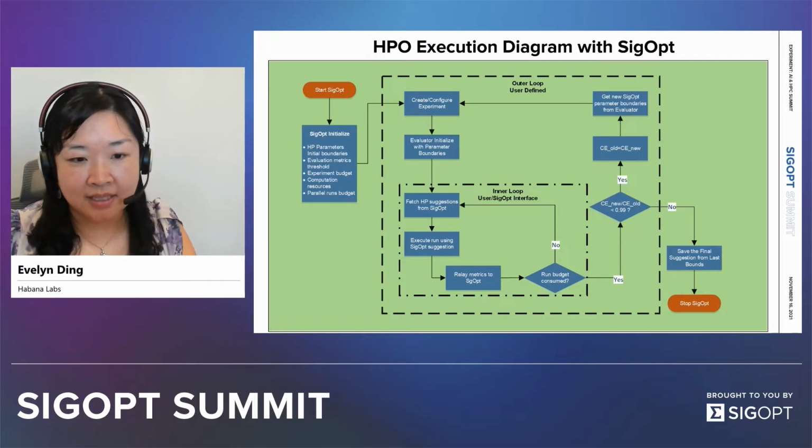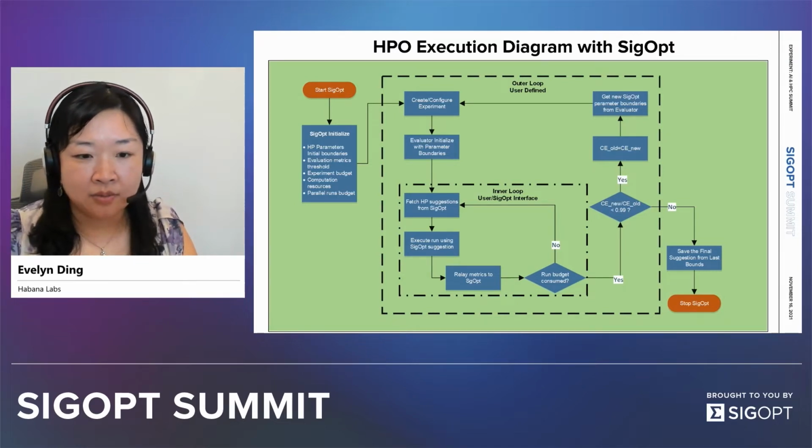The first one is the hyperparameter initial boundary. The next one is the evaluation metric threshold, and also the experiment budget. For our implementation, we use about 100 budget for each experiment.